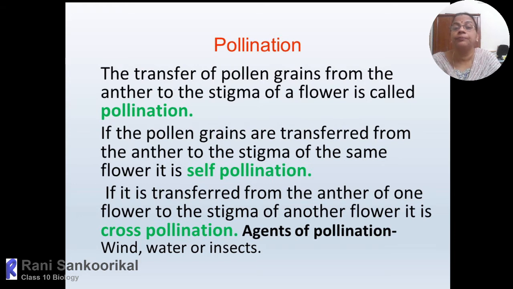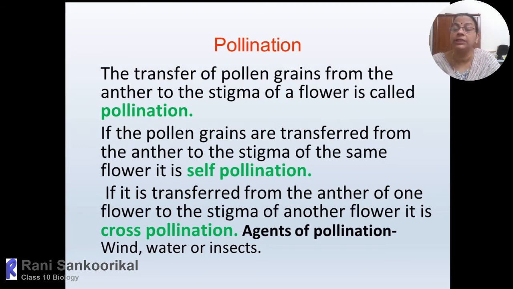Whereas in water plants, like Vallisneria, the pollen grain will be released into the water, and they will be slimy and long thread-like structures. So they will swim, or they will be carried away by the water currents, and then they can reach the female sex organ.